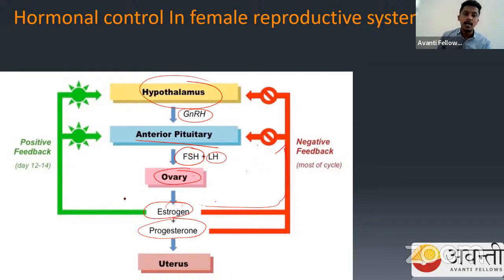anterior pituitary. In case we are in the fertile period, that is 12 to 14 days, especially when there is ovulation, there is a positive feedback loop. That means overproduction of these hormones will take place, that is estrogen and progesterone. Both of them are helpful for oogenesis, folliculogenesis, and endometrium development to happen.